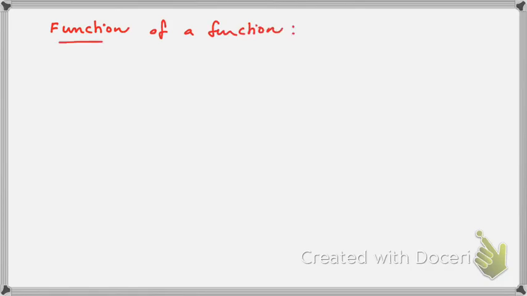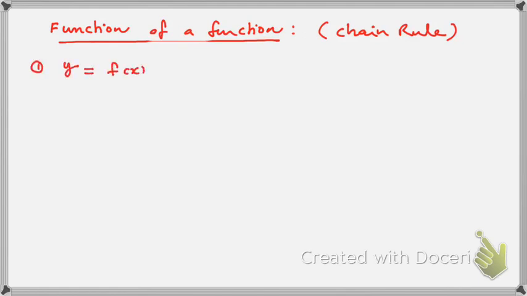Now we talk about function of a function, a composite function. And the method in which we differentiate this is also called chain rule. So we look at this function of a function differentiation here. This is the first function here. This is like y is equal to x raised to n. But instead of x, I will have a function of x there. Y is equal to f of x the whole raised to n.